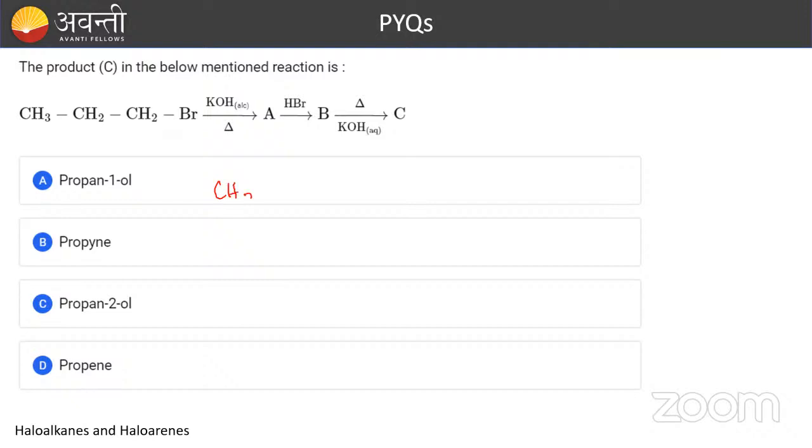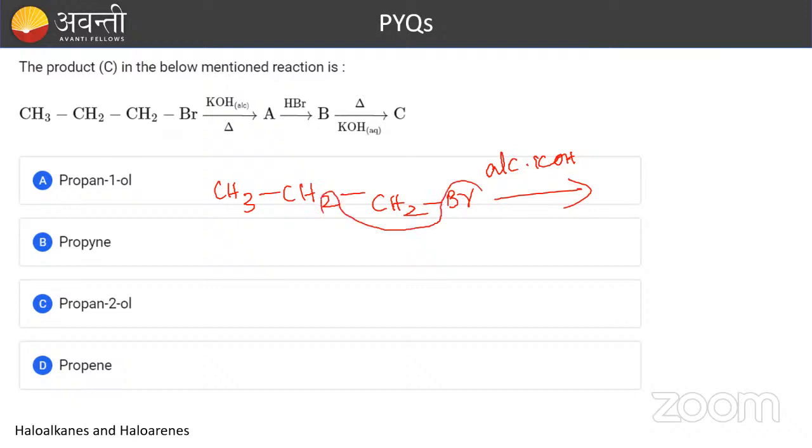We have CH3, CH2, CH2 and Br, right? It is treated with alcoholic KOH. So Bishan is going for option A. So let's see which option is correct. Alcoholic KOH. So just now I said alcoholic KOH means elimination reaction. So what will be eliminated? This H, the beta hydrogen, and the bromine will get eliminated. We will get a double bond, right? So it will be CH3, CH, double bond, CH2.